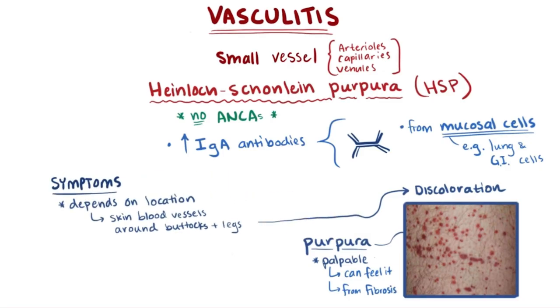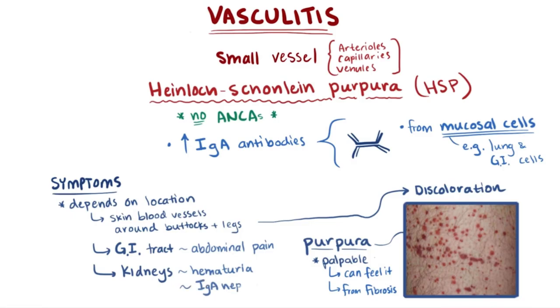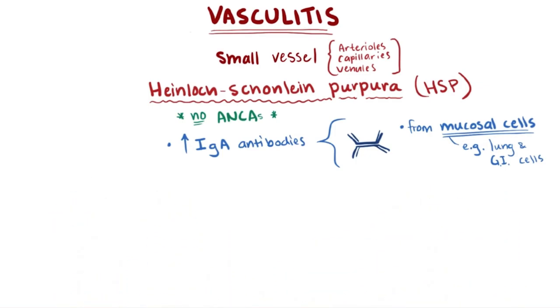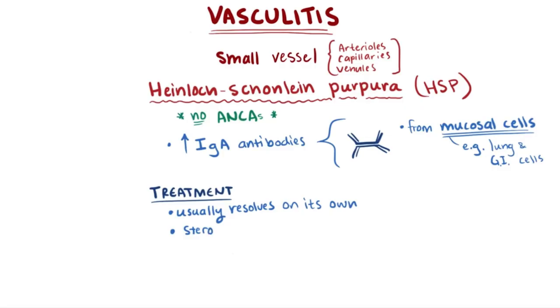So just like in polyarteritis nodosa, if the IgA attacks the blood vessels in the gastrointestinal tract, it can cause abdominal pain, and if it attacks the blood vessels in the kidneys, it can lead to hematuria, blood in the urine, and eventually affect the kidney's function, which is called IgA nephropathy. Just like the other small vessel vasculitis diseases, HSP resolves on its own, but it can reoccur. Generally, it's only treated with steroids if the symptoms are severe.